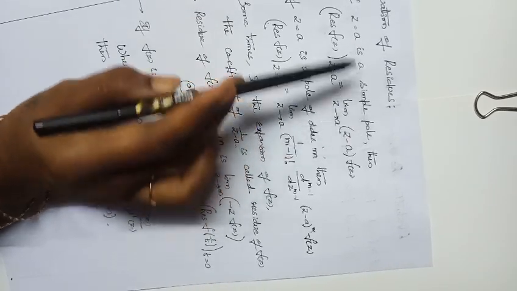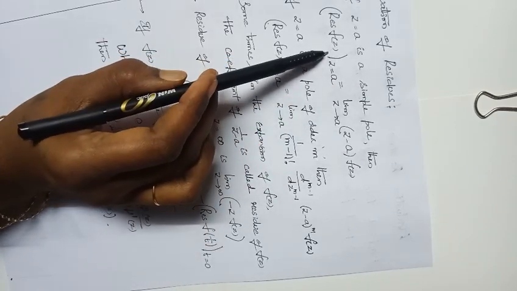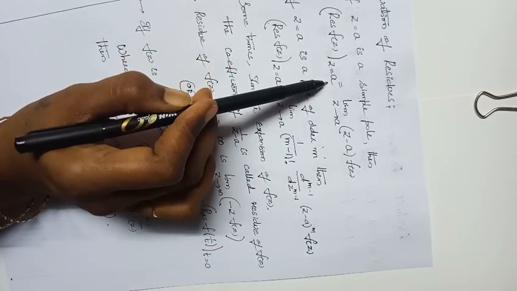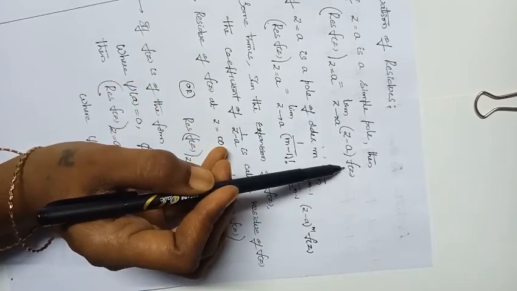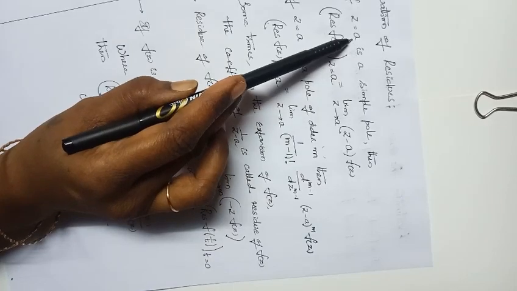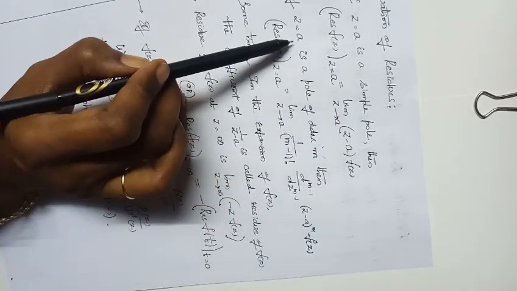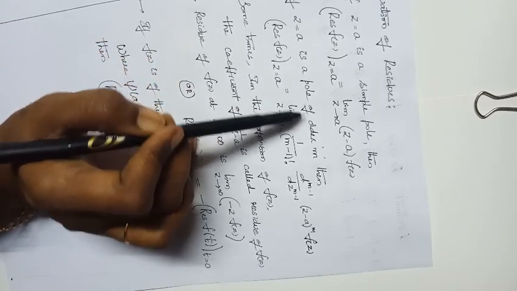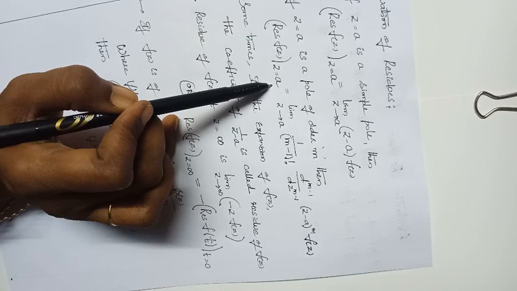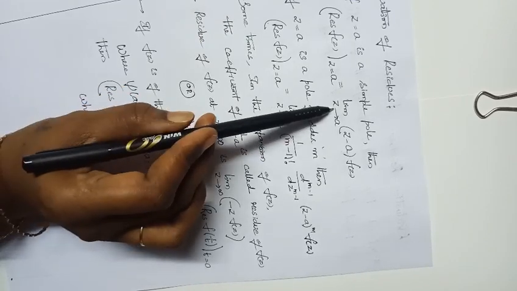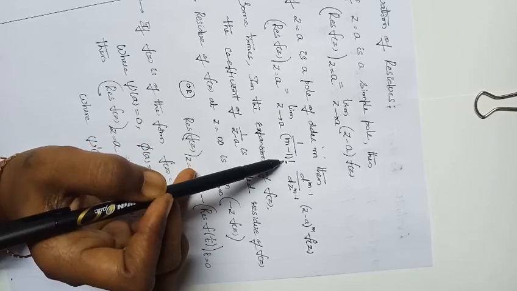If the factor power is 1, then that point is called a simple pole. Then the residue at z equal to a is the limit of z tends to a of (z minus a) into f of z. If the point is a simple pole, this is the formula for residue. Suppose z equal to a is a pole of order m, then the residue of that point is taken as the limit of z tends to a, same, but here the multiple is 1 by (m minus 1) factorial.